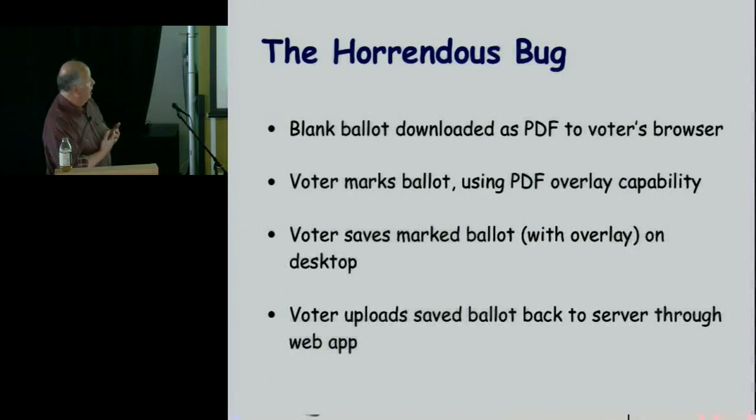in it. The way it was supposed to work was that the voter would connect to the system, request the proper ballot for his precinct. That ballot would be downloaded in PDF form through this web application. Then in the web application, you would, with the mouse, mark in a PDF overlay layer your choices in the election. You would then save that PDF to the desktop as a file, and then the last step would be to upload that ballot, voted ballot now, back to the server through the same web application.